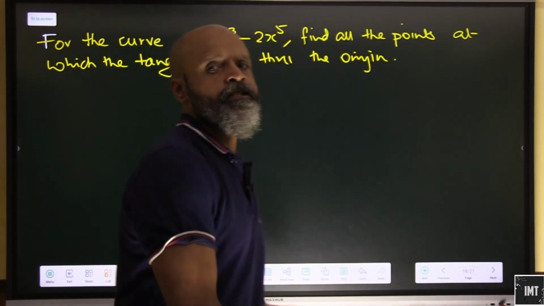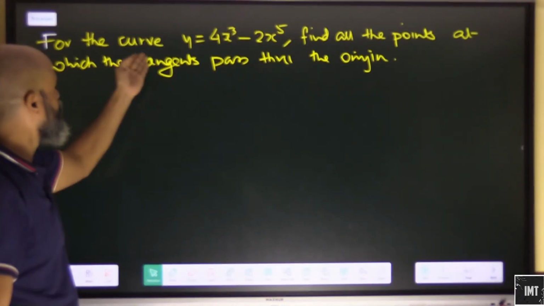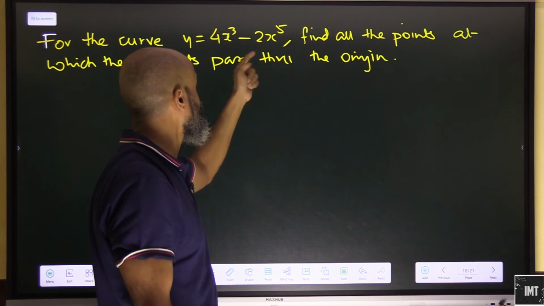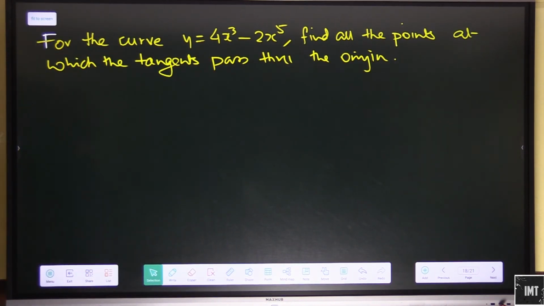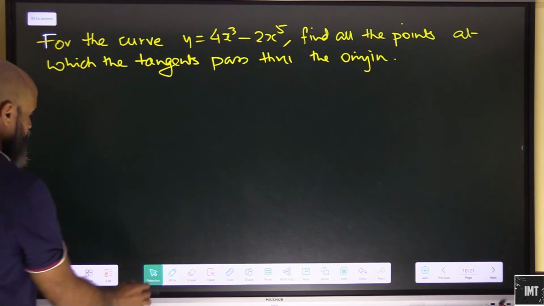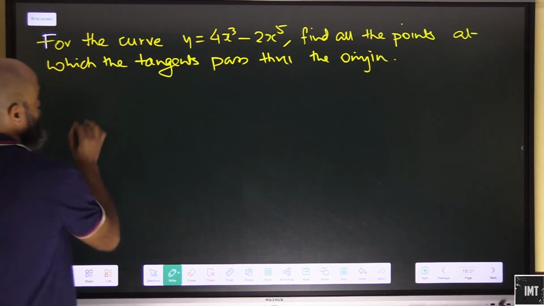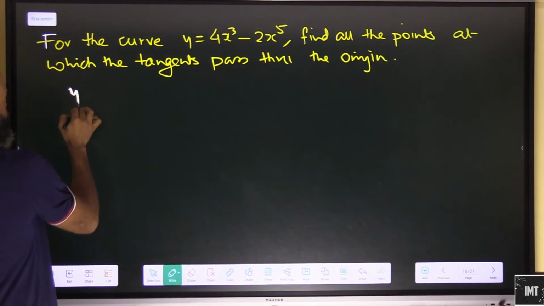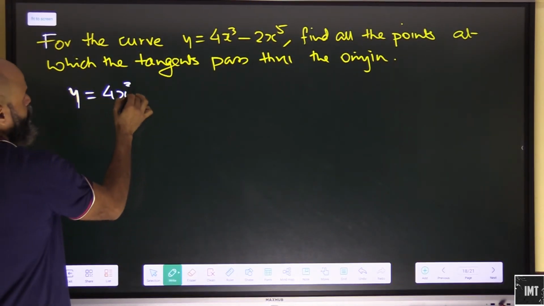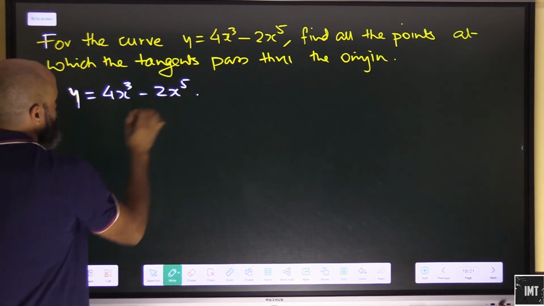Okay, so let's solve this problem here. For the curve y is equal to 4x cube minus 2x raised to 5, find all the points at which the tangents pass through the origin. So let's first look at the curve itself. The curve has the equation y is equal to 4x cube minus 2x raised to 5.